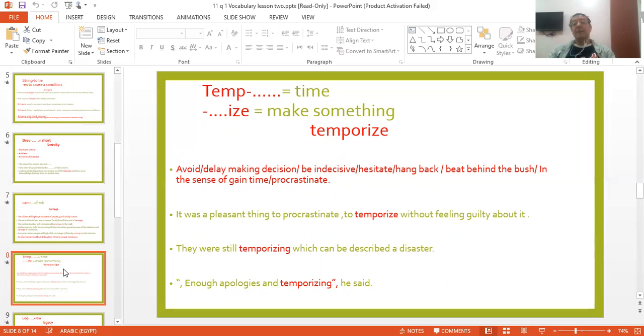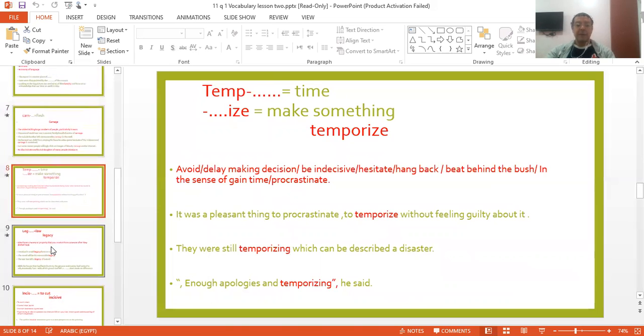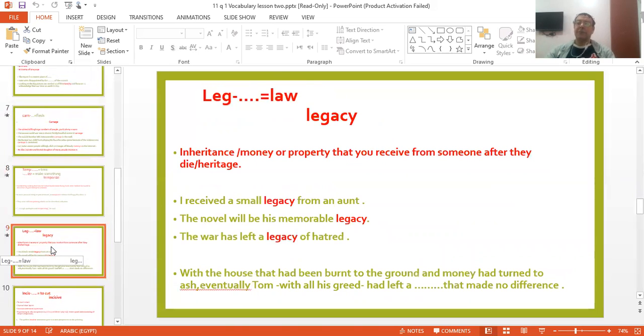It was a pleasant thing to procrastinate, to temporize without feeling guilty about it. They were still temporizing, which can be described as a disaster. When you don't want to do what you have to do now and you keep putting it off till tomorrow, till after tomorrow, next week, next month, and so forth, you're temporizing, you are putting off things and you are procrastinating.